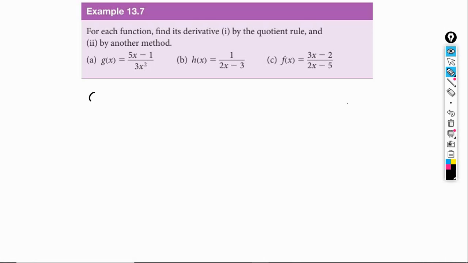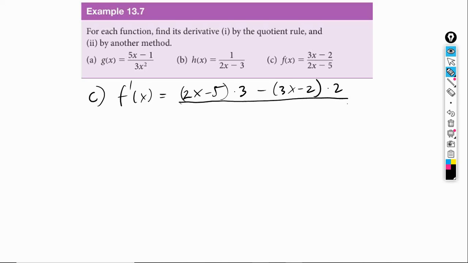Okay, so here we are now on part C. And first we're going to do it by the quotient rule, right? So the derivative of f of x is going to be low, so 2x minus 5 times d high times 3 minus high, 3x minus 2 times d low times 2 over low squared. So this over 2x minus 5 squared.